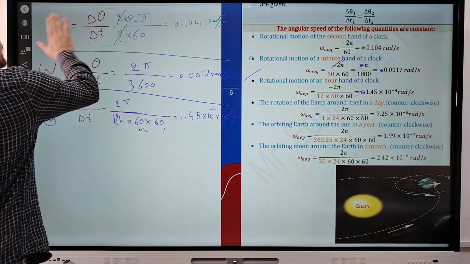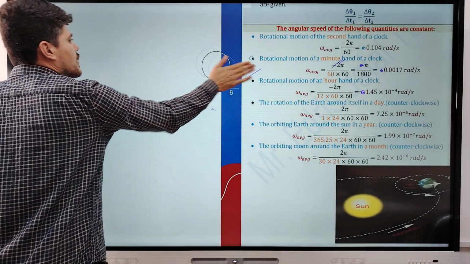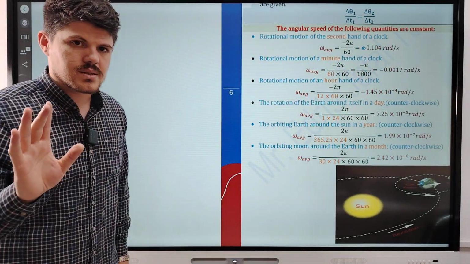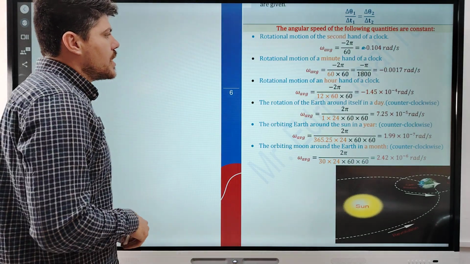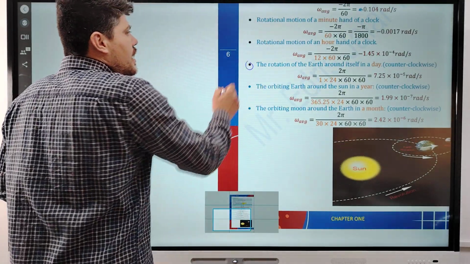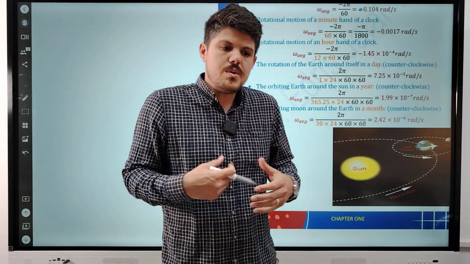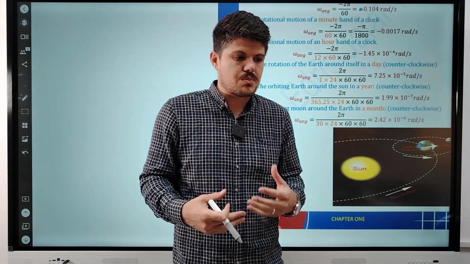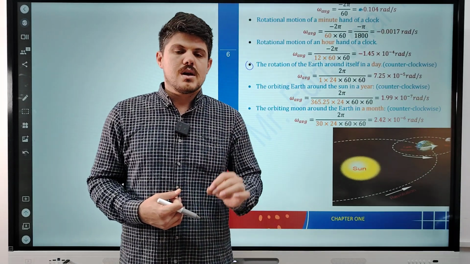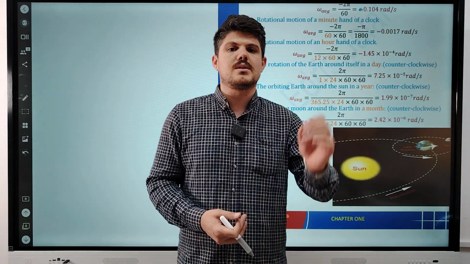Okay, this is about the second hand, minute hand, and hour hand. It has been brought in the Wizari exam. Be careful, please, dear students. It may also be brought in the Wizari exam for the rotation of the Earth around itself. What do you mean by the Earth rotating around itself? It means the occurrence of day and night. Every 24 hours, the Earth covers one full rotation around itself.